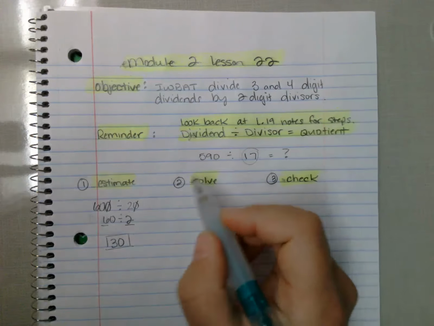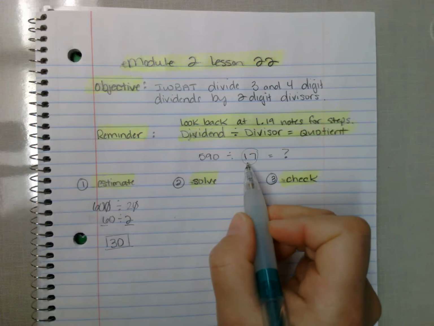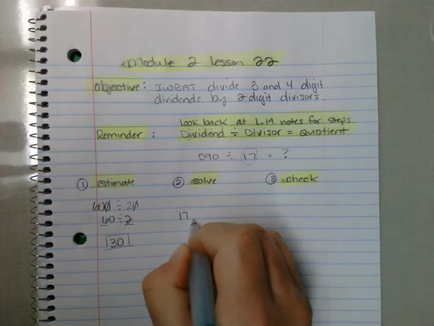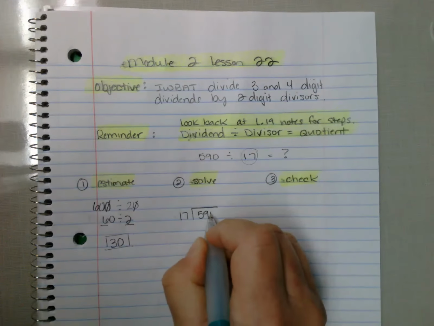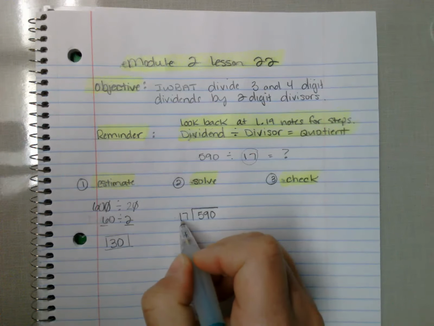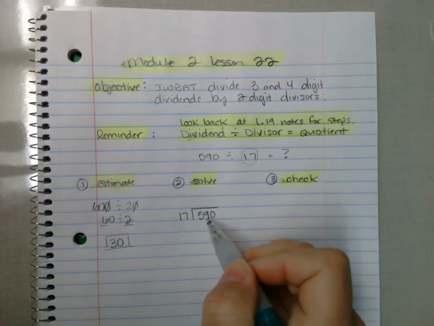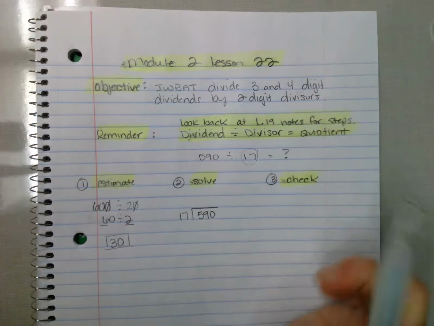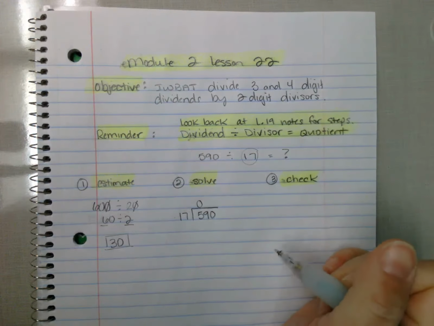So now to solve. Step 1 is to estimate. If we go back and look at our steps, step 2 is to set it up in standard algorithm. And to do that, our divisor is always on the outside of the house. So I'm going to put 17 on the outside of the house. And our dividend always goes on the inside of the house. So 590 is going to go on the inside of our house. So my first step now is to figure out how many times does 17 fit into 590. I have to evaluate each one of these digits individually. Can 17 fit into 5? Well, no, 17 does not fit into 5. So I'm going to put a placeholder. I'm going to put a 0 right on top of that 5, so that I know exactly where I am.